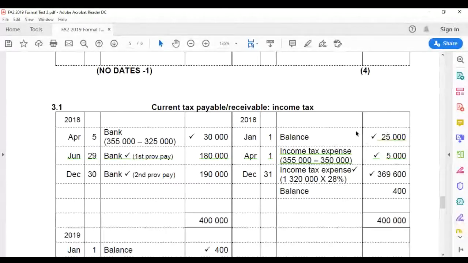However, let's maybe ask the question a little bit differently. What was the amount that we underpaid last year? Not underprovided. What was the amount that we underpaid last year? Trick question, I know.